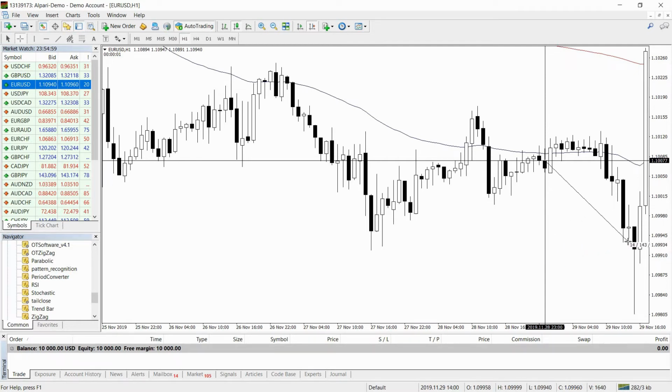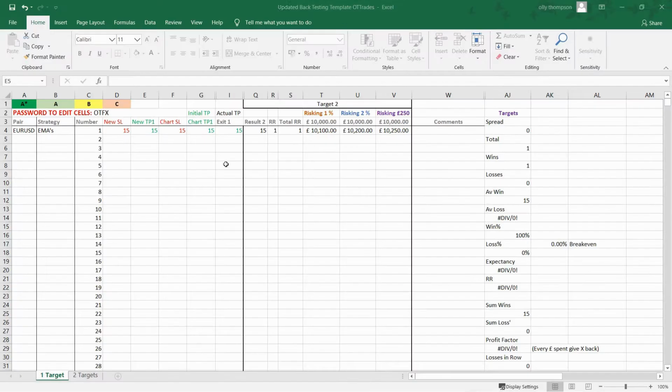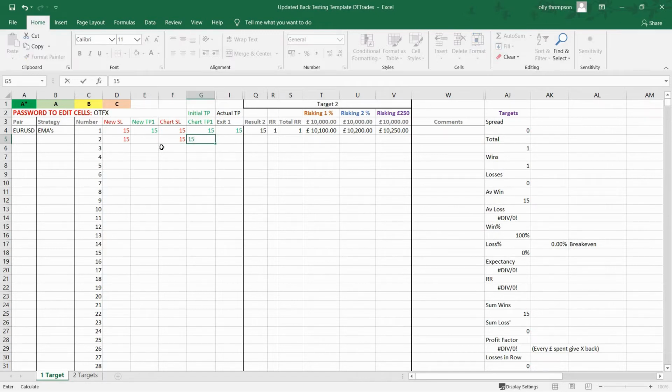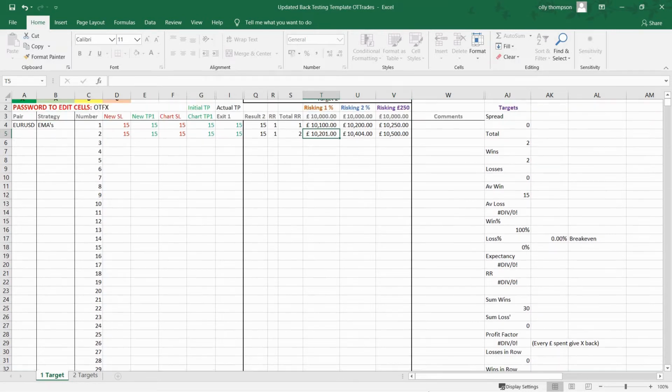1.09927 here. So obviously we don't go up any higher, we don't hit our stop loss, but we come down and hit our target. So we've got another winning trade. Input that into here, 15. Result number 2, 15 pips, risk to reward 1 to 1. Total risk to reward is obviously 2 to 1, 2 at the moment. And again, gone slightly higher now because we're now risking 1% of £10,100. Pretty simple. Okay, and again, this is going to add up with this.